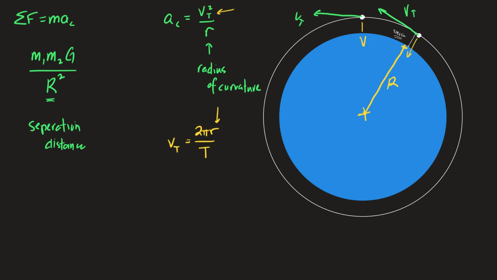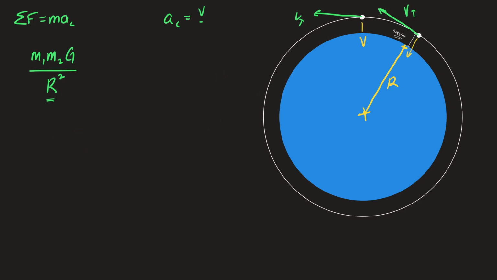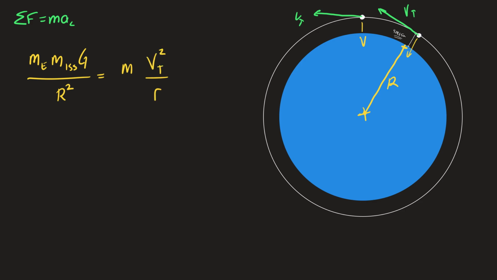All right. So let's start this from the beginning. We want to find the velocity of the International Space Station. So we're looking for the International Space Station as the satellite orbiting the planet. So I'm going to start with net force equals MAC. And for my force of gravity, I'm going to do mass of the Earth, mass of the ISS, times G over their separation distance squared. I'm going to set that equal to MAC, but I'm going to replace AC with VT over R. I'm sorry, VT squared over R.